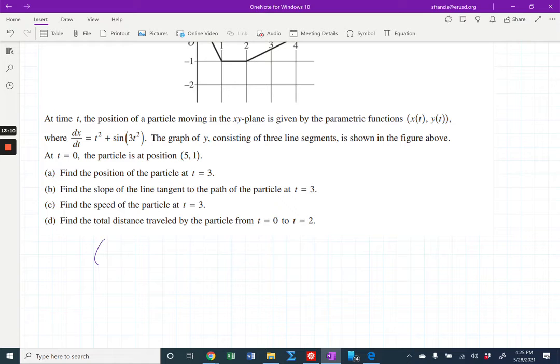All right, part C, find the speed of the particle at t equals 3. So speed at 3, that's going to be the Pythagorean theorem. It's going to be x prime of 3 quantity squared plus y prime of 3 quantity squared, and take the square root of that whole thing.